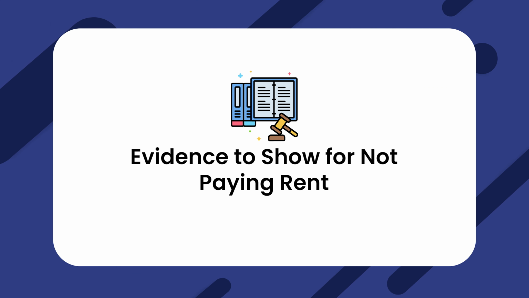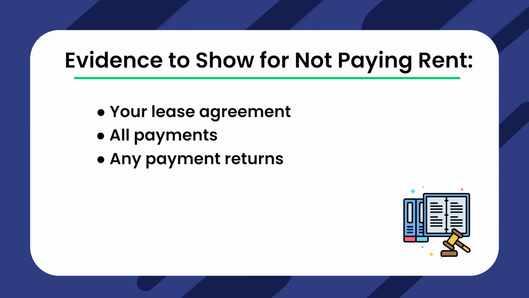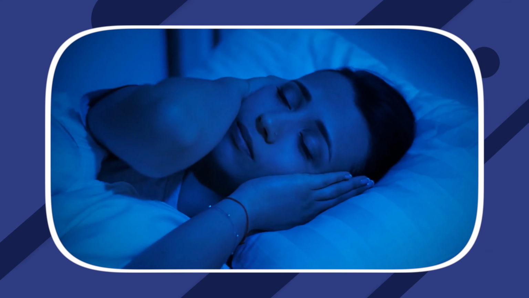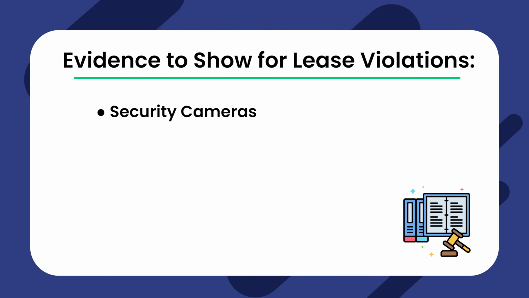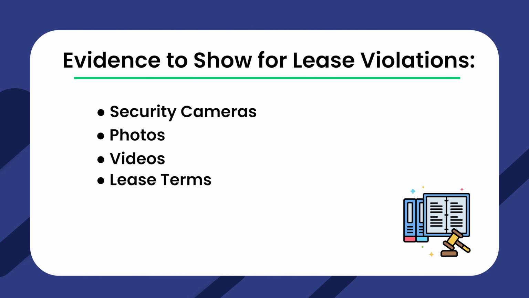Evidence to show for not paying rent. If the tenant doesn't pay rent and they dispute that claim, it's important that you show the judge the following: your lease agreement, all payments, any payment returns, and all messages. Evidence to show for lease violations. If you are evicting the tenant for lease violations, for example, noise complaints or unauthorized pets, it's important to show proof from any of the following methods: security cameras, photos and videos, and your lease terms.